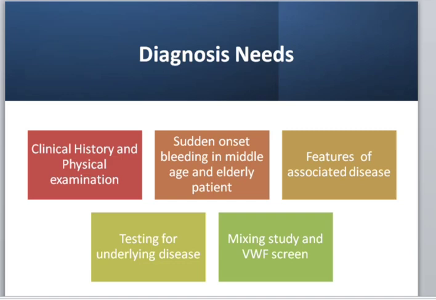Testing for underlying disease is important, because when you treat the underlying disease, the chance that this will happen again will be reduced. And then the main diagnostic test. The initial main diagnostic test is a mixing study, which tells you whether this is an inhibitor or not. And then von Willebrand screen. In case of acquired von Willebrand, it will tell you that the RICOF is very low, factor 8 will be reduced, von Willebrand factor antigen will be reduced as well.